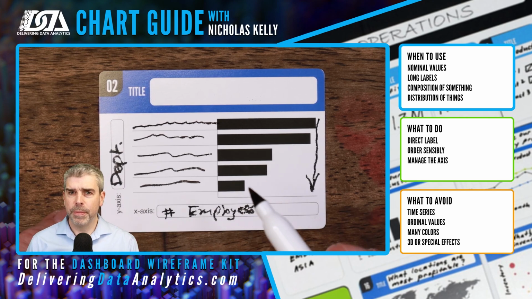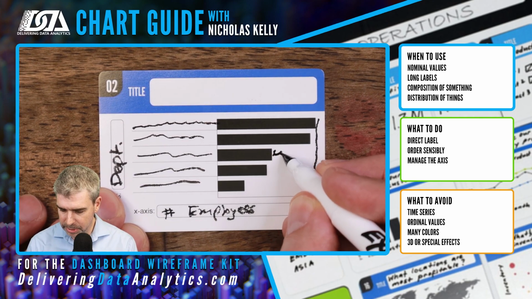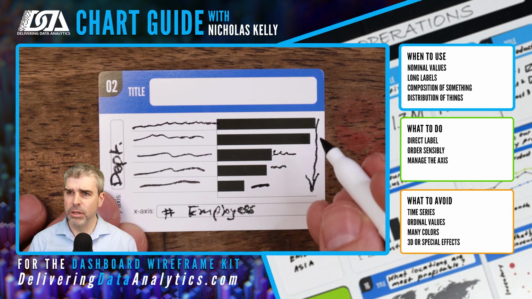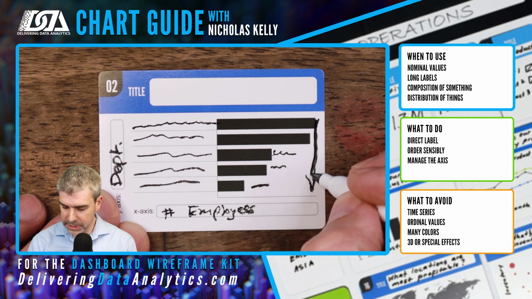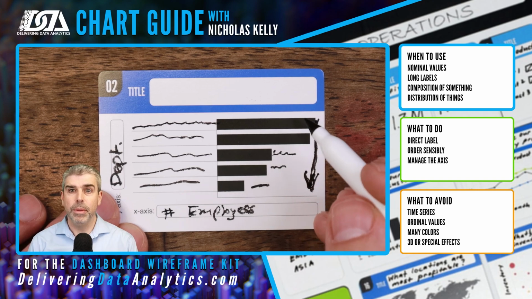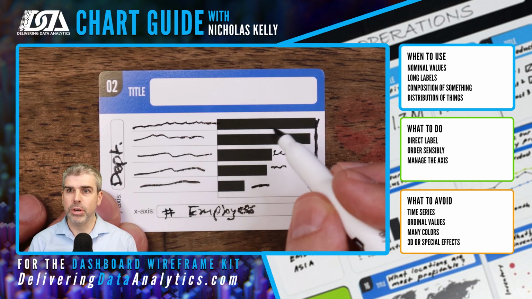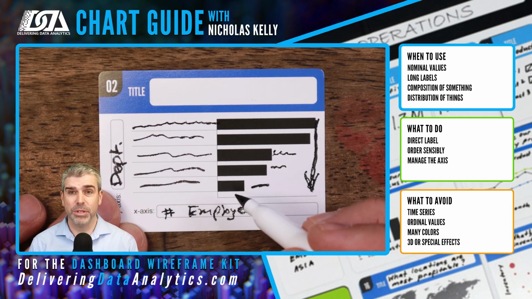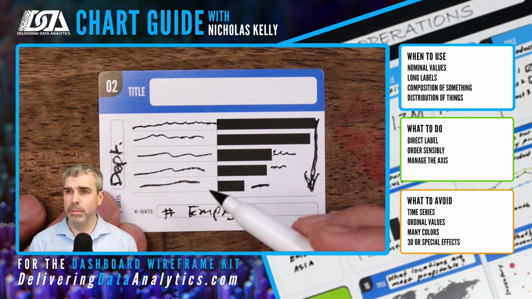So things you should do. Well, it's very similar to the vertical bar, right? We want to direct label where we can. So if we can, we'll label directly on the chart itself. We also want to order sensibly, and the ordering can help us highlight what's most important. So maybe the most number of respondents is the most important thing, so we're going to put that at the top. But maybe it's the least important, or maybe the lowest number is the most important, so we could flip that around. So order plays more of a role in this type of chart.